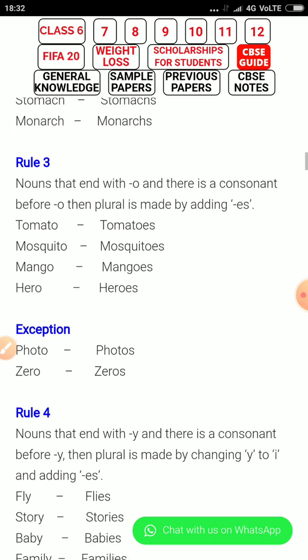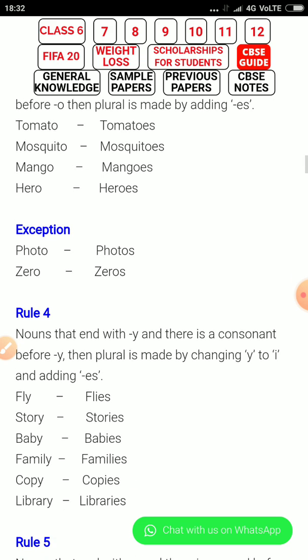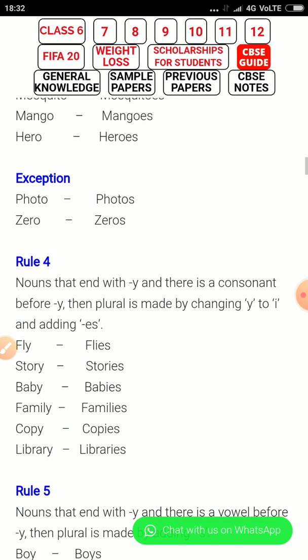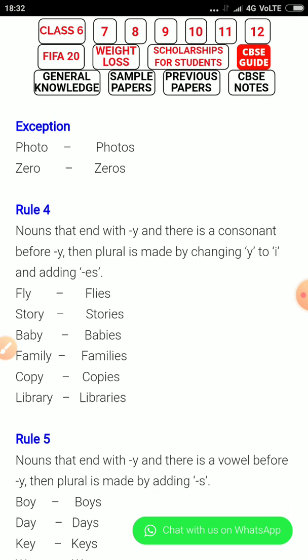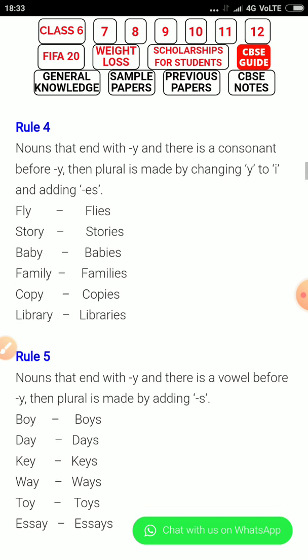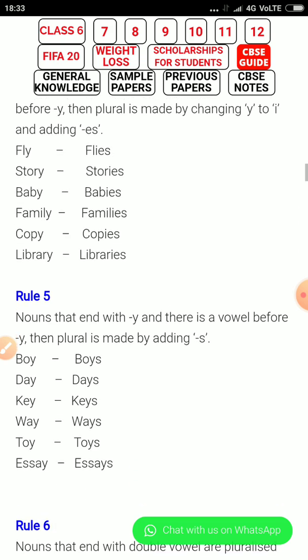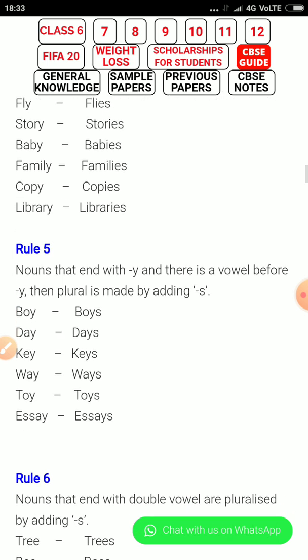Rule 4: nouns that end with y and there is a consonant before y, then plural is made by changing y to i and adding es. Fly, flies. Story, stories. Baby, babies. Family, families. Copy, copies. Library, libraries. Rule 5: nouns that end with y and there is a vowel before y, then plural is made by adding s. Boy, boys. Day, days. Key, keys. Way, ways. Toy, toys. Essay, essays.